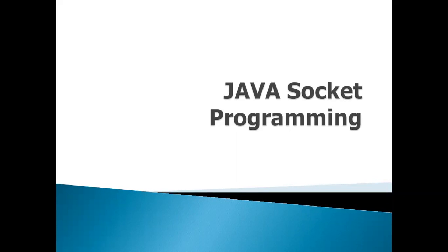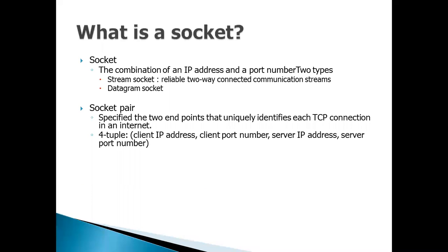So what is a socket? In simple terminology, you can say the combination of an IP address and a port number is a socket, like 172.16 and 8080, where 8080 is the port number. There are basically two types of sockets used: stream socket and datagram socket. And for a socket pair, how many things are used?